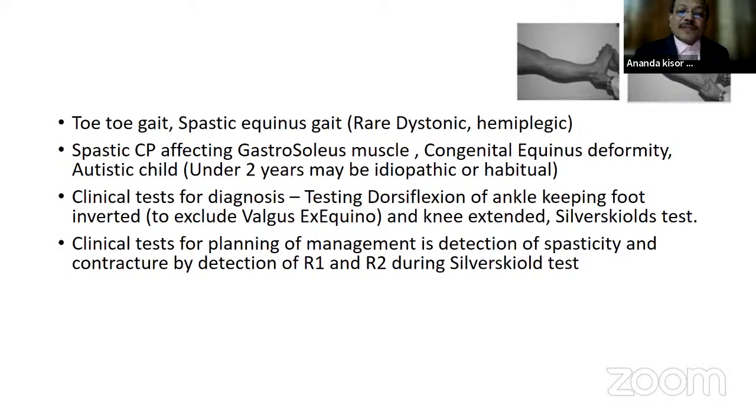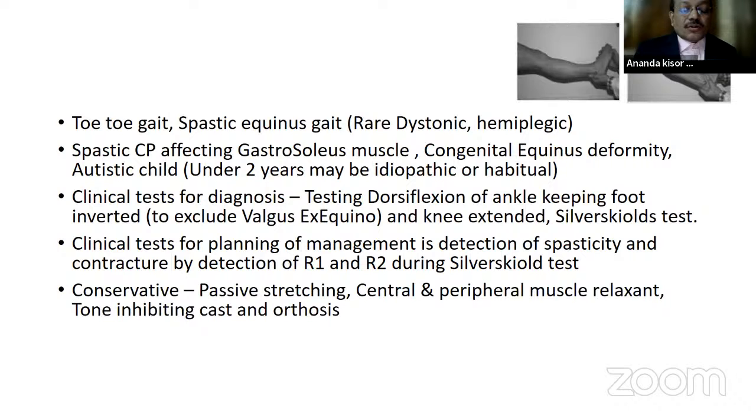Now, the clinical test for planning of the management is detection of the spasticity and the contracture, that is, detection of the R1 and R2. Again, I am repeating, if the R1 is equal to R2, that means it is a contracture. But if the R2 is almost the normal side than the R1, that is because of the spasticity.